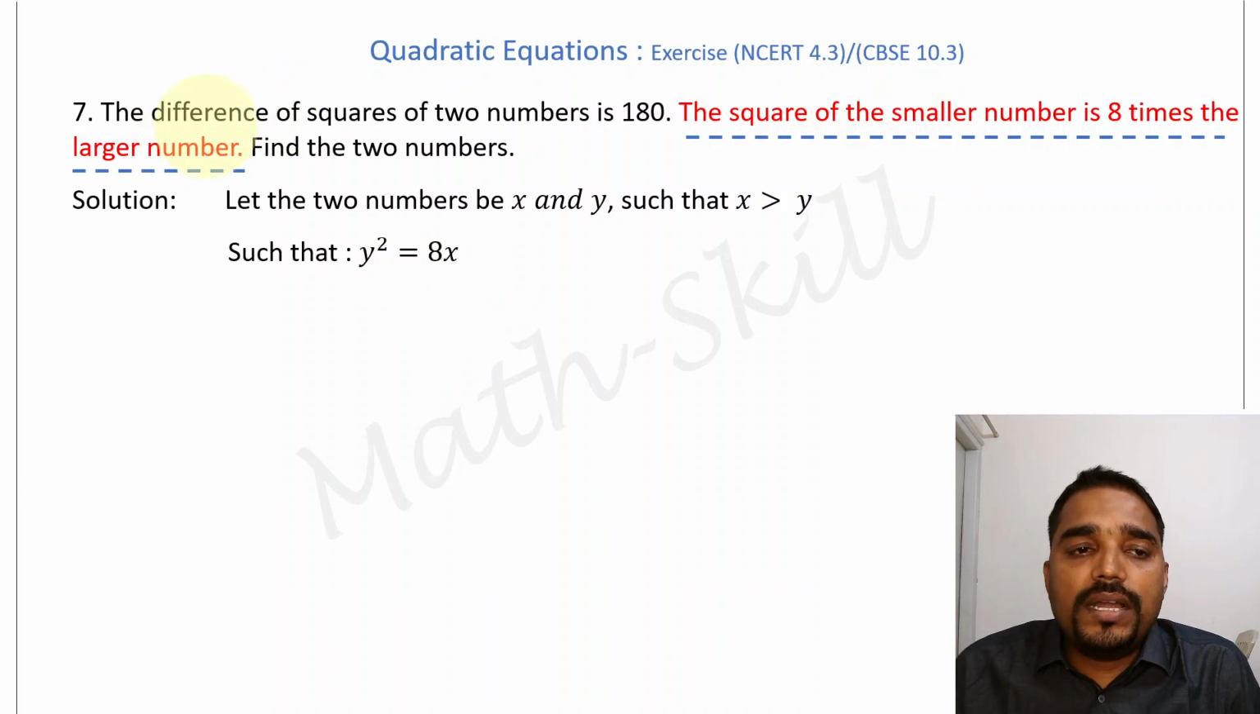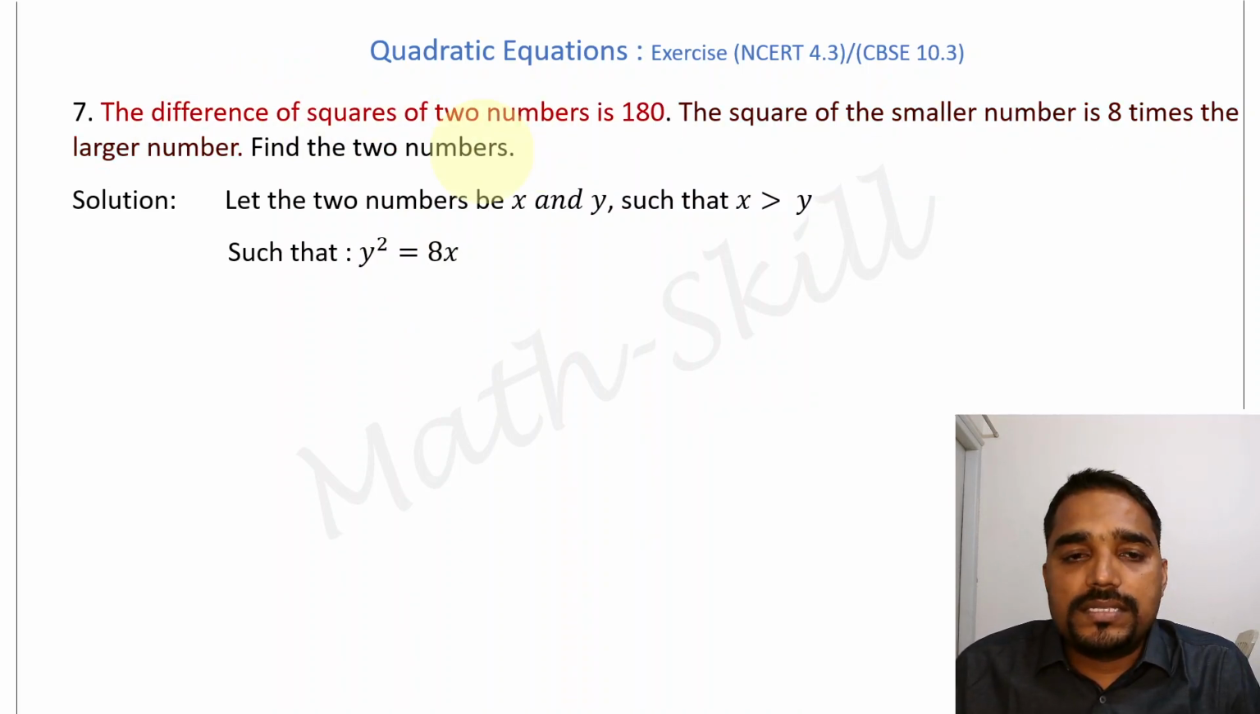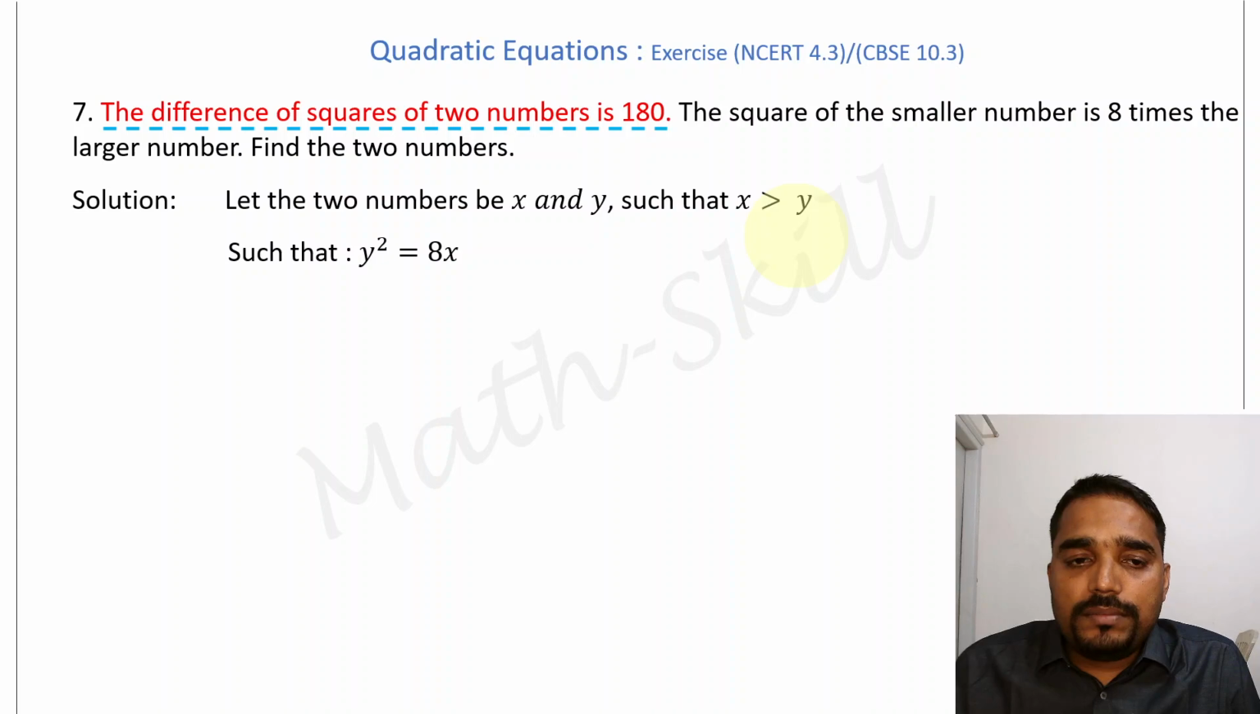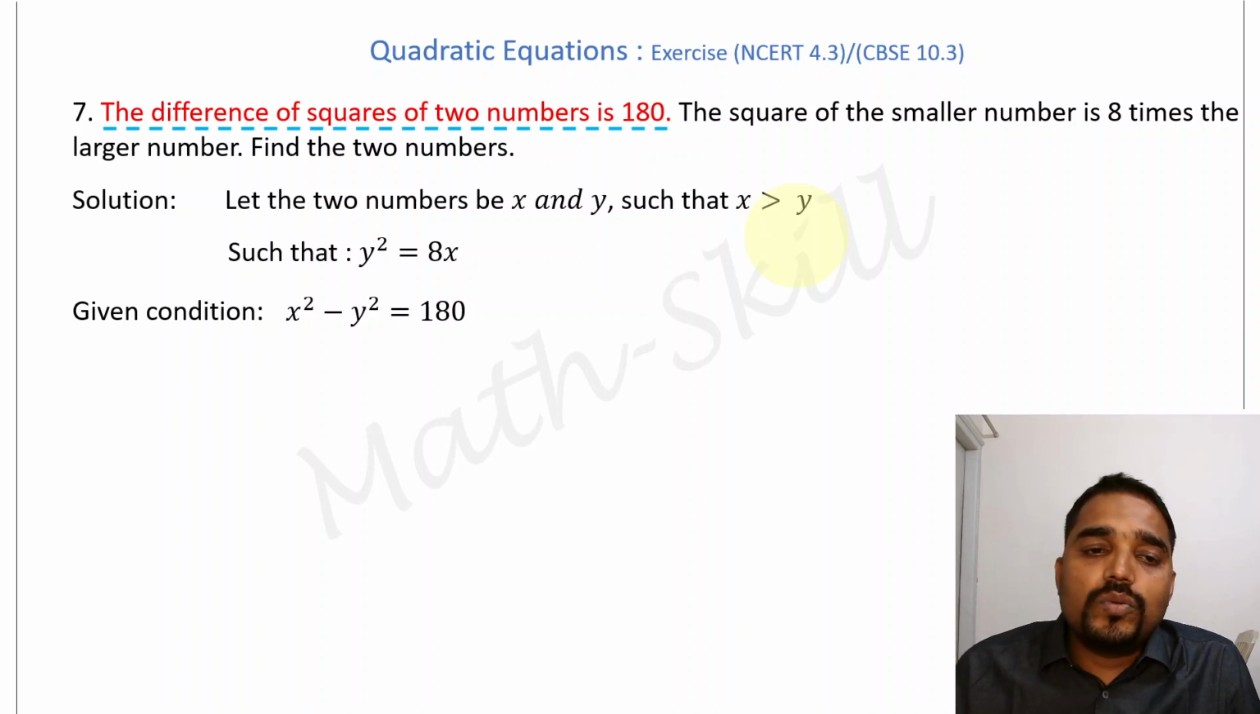Now, coming to condition number 1, which is the difference of squares of the two numbers is 180. Since we have assumed that x is greater than y, the difference of the squares of the two numbers would be x square minus y square equals 180. So this condition we have got using the first statement.